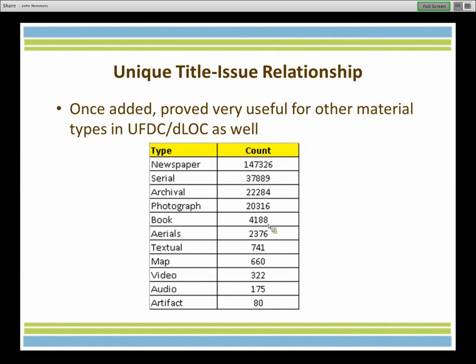But once we had that in place, we started looking at other things. Obviously, serials make sense where you have volumes and issues. But you can see we actually started using this hierarchy as well for archival material, some photographs, books that are related to each other, aerials. So once we had that hierarchical title-issue relationship, it cross-pollinated the rest of the system so that it became quite useful in many other ways.